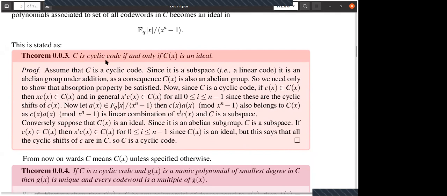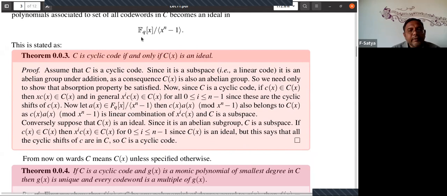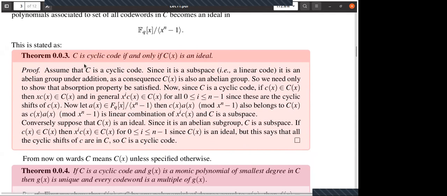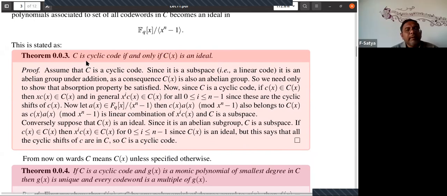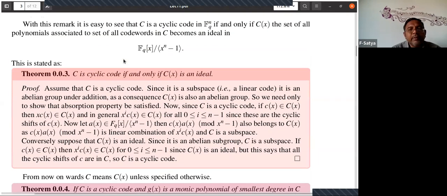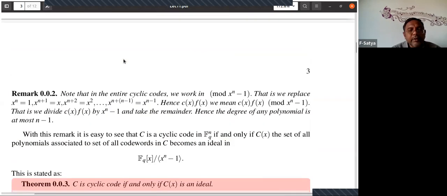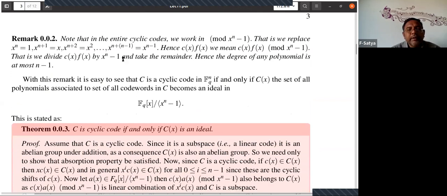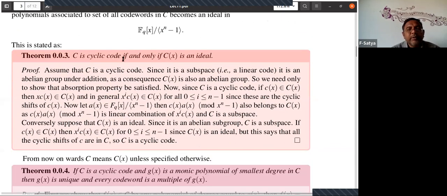Ideal in the quotient ring, right? Ideal in quotient ring, yes. So this is a beautiful thing. Cyclic codes are actually subspaces of F_q to the power n. But now I associated each codeword to a polynomial, right? But with the quotient by x to the power n minus 1.